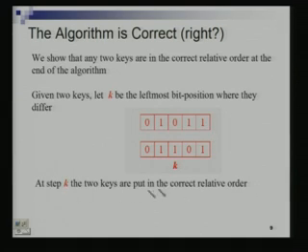So, the claim is that at step k, the 2 keys are put in the correct relative order. At the first step they may be rearranged, I do not care, they are put in some order. At the second step also they are put in some order, I do not know. But at the kth step, this key would be put before this key, because this is a 0 and this is a 1. So, at the kth step the 2 keys are put in the correct relative order, but all is not done now. We want to argue that at the later steps, at the k plus 1th step and the k plus 2th step and so on, the relative order is not interchanged.